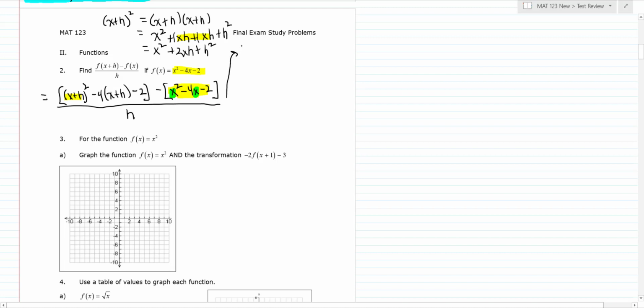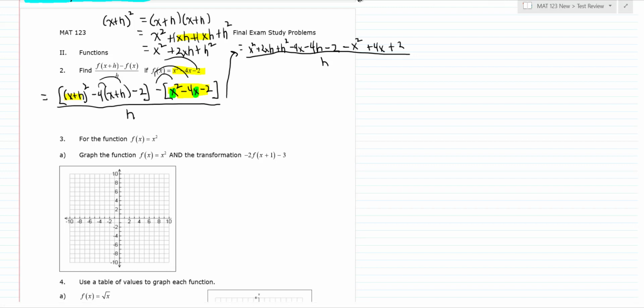Okay, so what we'll end up having is that part right there is x squared plus 2xh plus h squared. This part here is minus 4x minus 4h when I do the distributive property, minus 2. This part you've got to distribute the negative through to get minus x squared plus 4x plus 2, all over h. So that's the key to the problem, is getting all of that multiplied out, not missing signs.